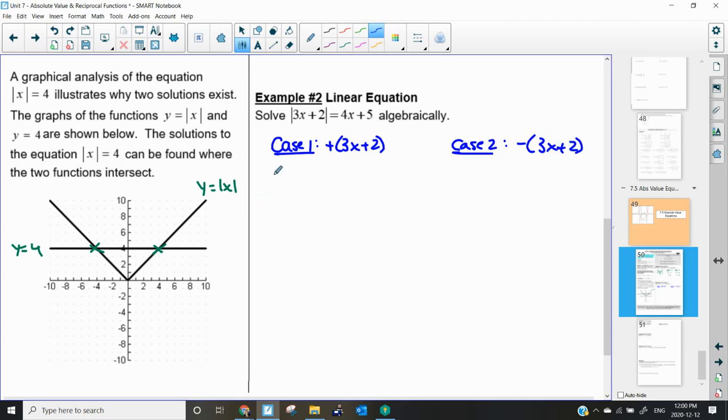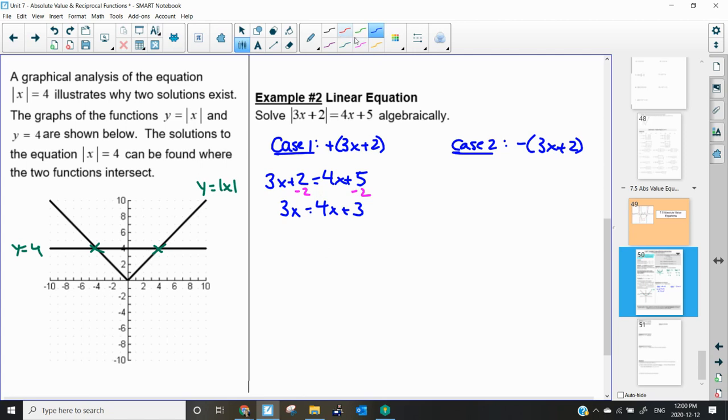So case 1, we have a positive 3x plus 2. So 3x plus 2 is equal to 4x plus 5. Rearranging, I'm going to have 3x equals 4x plus 3. So if you've noticed, I've subtracted 2 from both sides.